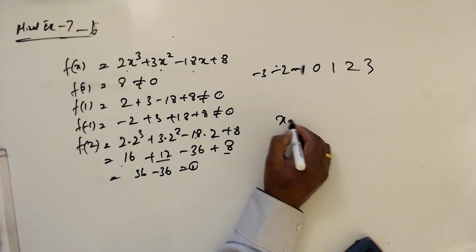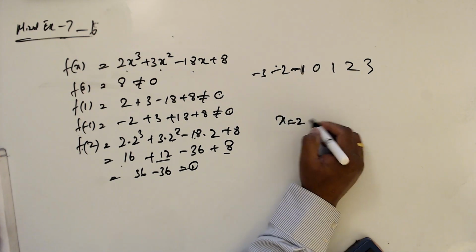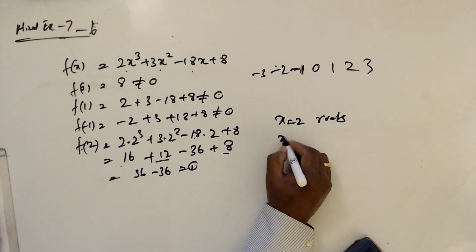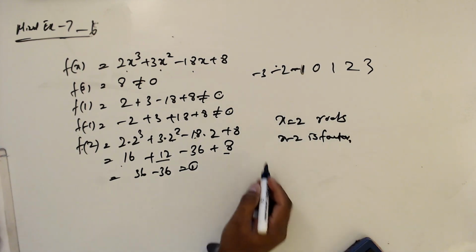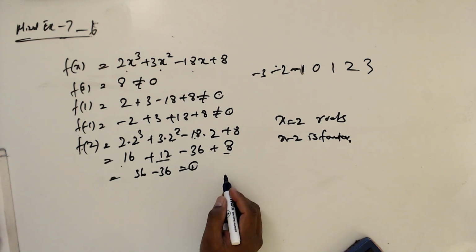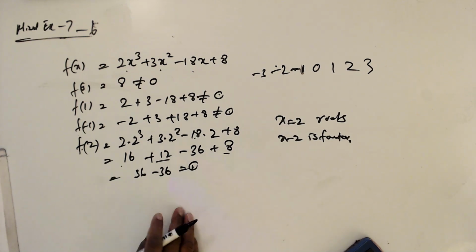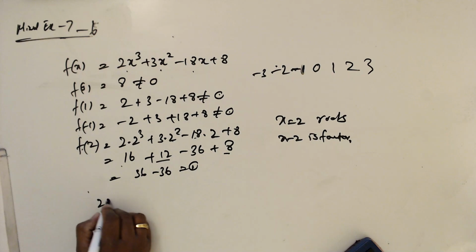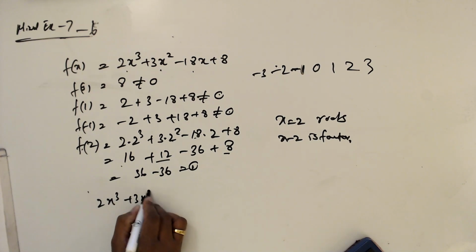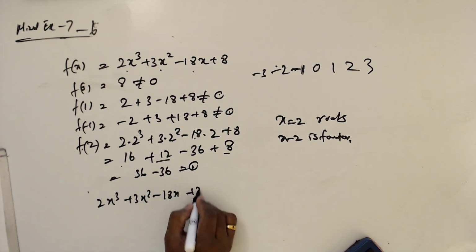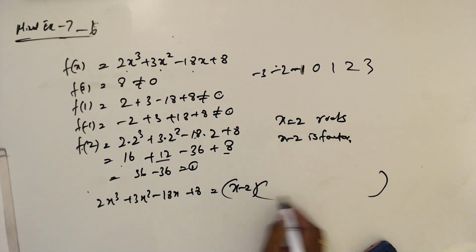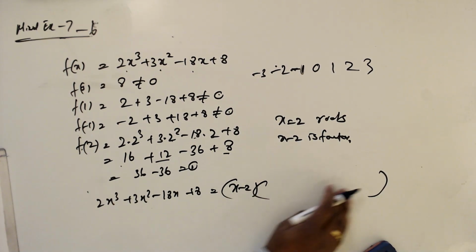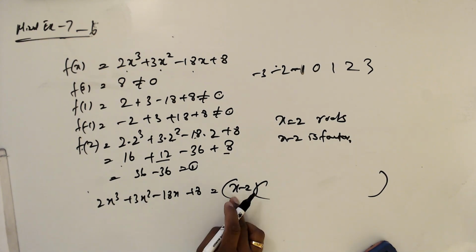So x equal to 2 is the answer. So x equal to 2 is a root and x minus 2 is a factor. Now we found one root. Do you think that you can write these terms? Now I know x minus 2 is a factor. What is the possible form behind it? You can write here: this is x here.